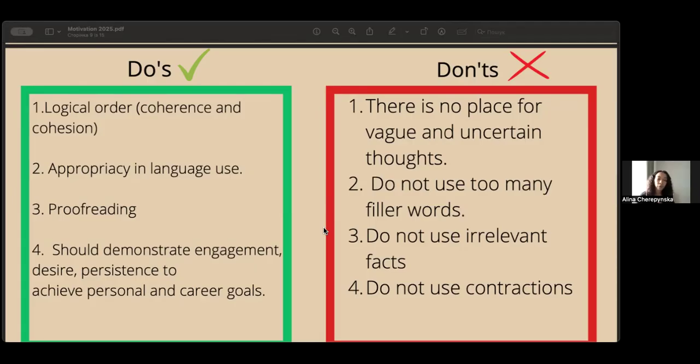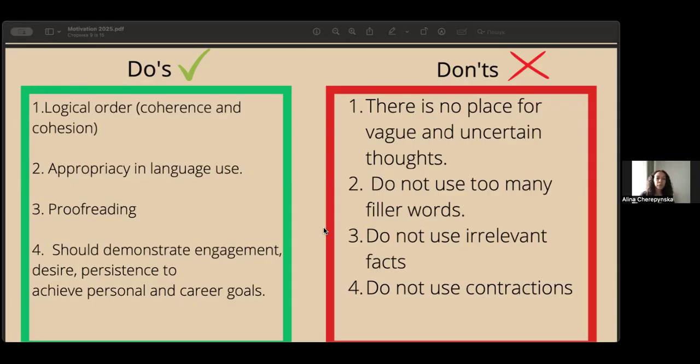It's okay, it's writing, and you need to spend time for thinking, for collecting your thoughts, for creating sentences, for building order, and of course, for using proper language cues. Number four, you should demonstrate engagement, desire, and persistence to achieve personal and career goals.